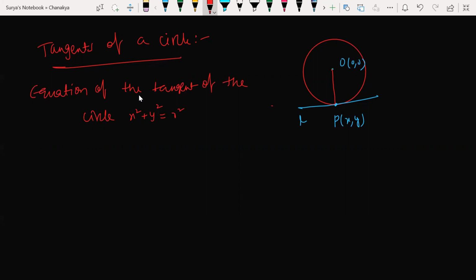What is another method we can use to find out the equation of a tangent? Yes, very simple. See, equation of the tangent. I'm asking equation of the tangent. So for finding equation of the tangent, what you need here? y minus y1 is equal to m into x minus x1. This is a formula I can use to find out the tangent equation. See, I have x1 and y1 values here. What are they? Let's say I took a point called x1 comma y1, not x comma y. Okay. x1 comma y1 is your point. I have x1 and y1 values.